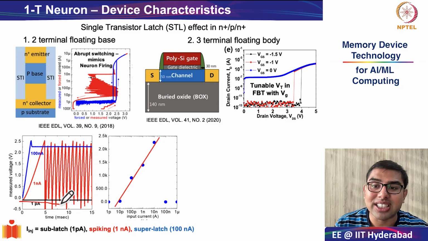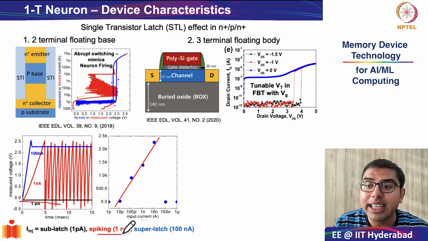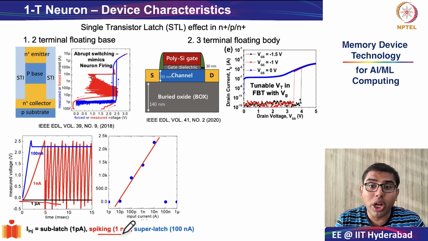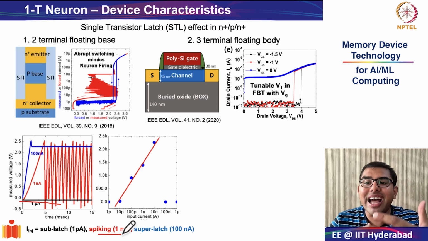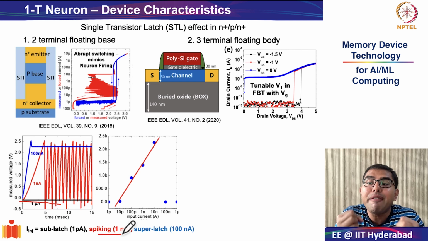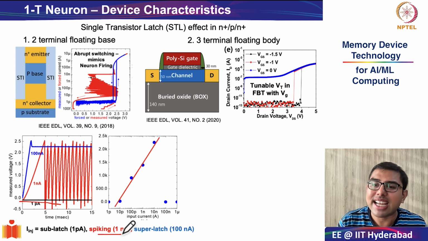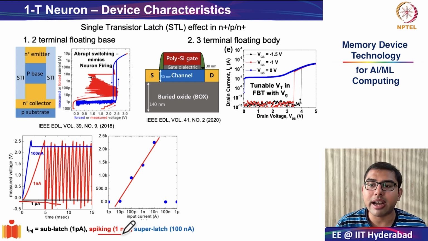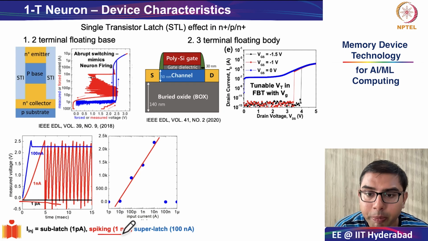In the second case, with a moderate input current around 1 nanoamp, as is indicated in red color, the device enters the spiking regime. Here, the injected charge is sufficient to gradually accumulate charges in the floating body. And as a result, the voltage rises slowly, reaches the latch up or the threshold condition and fires abruptly and then resets by the mechanism we described in the previous slide.